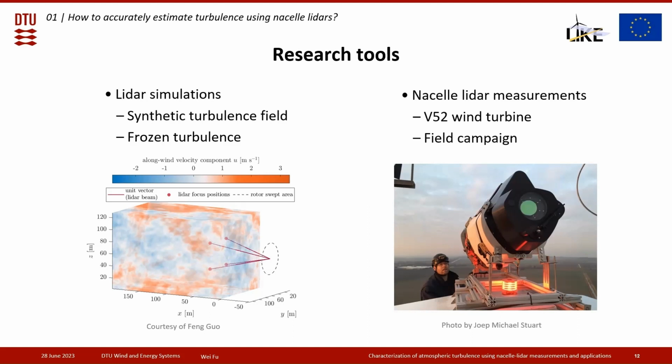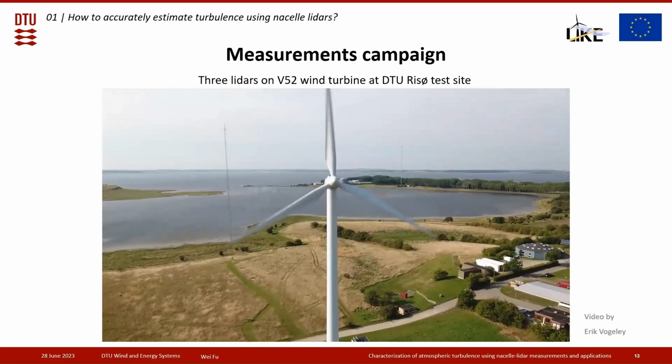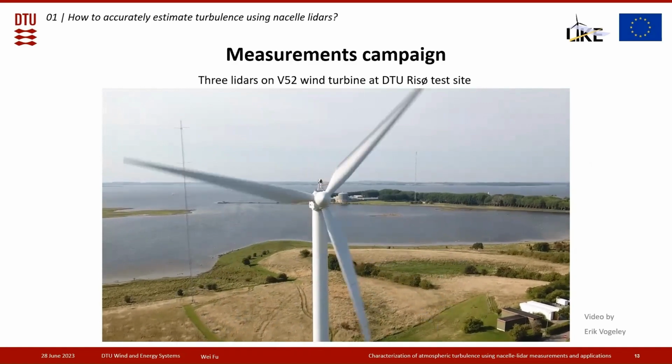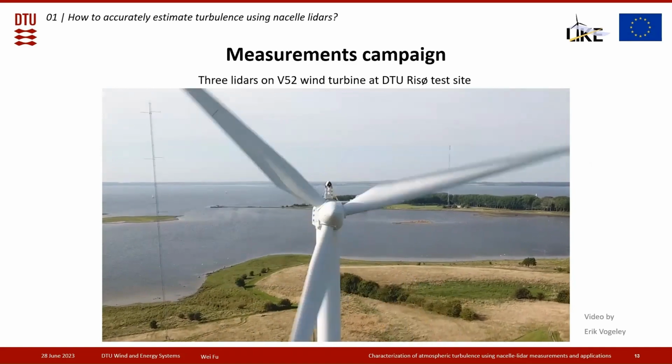To compare with what we see from the simulation, we also analyzed some nacelle-lidar measurements. Specifically, the measurements come from the spinner LiDAR. The field campaign was conducted here, where I will introduce a bit more. And it was on a Vestas V52 wind turbine. The field campaign setup can be seen here in this video. The turbine running in this video is the Vestas V52 wind turbine, which has a rotor diameter of 52 meters and a hub height of 44 meters.